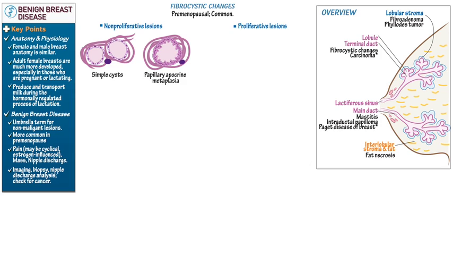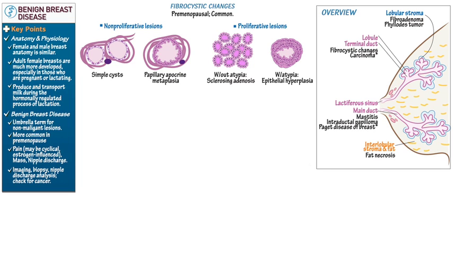Proliferative changes, which are associated with an increased risk of breast cancer, can present with or without atypia. Show that sclerosing adenosis represents proliferative changes without atypia. We show an enlarged terminal lobule duct unit with proliferation of the glandular tissue. Proliferative changes with atypia are represented by epithelial hyperplasia, in which overgrowth of epithelial cells crowds the lumen of the duct. In general, fibrocystic changes do not require treatment, but if they're painful, the cysts can be drained.